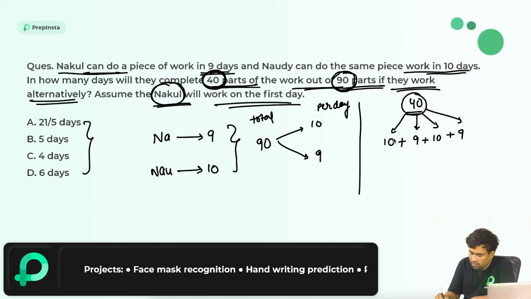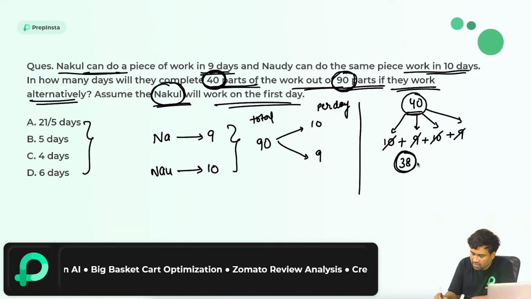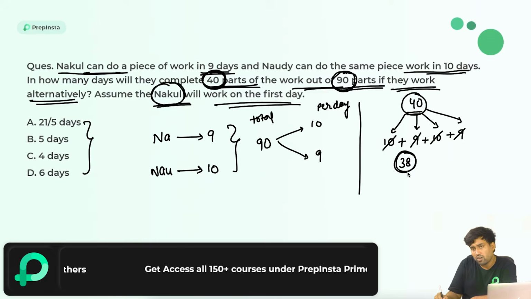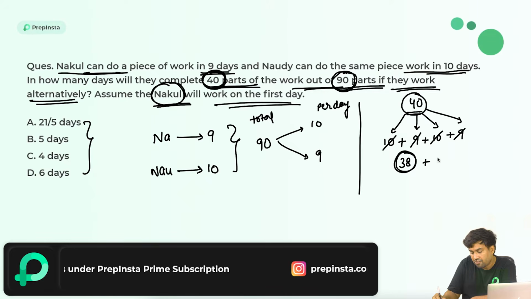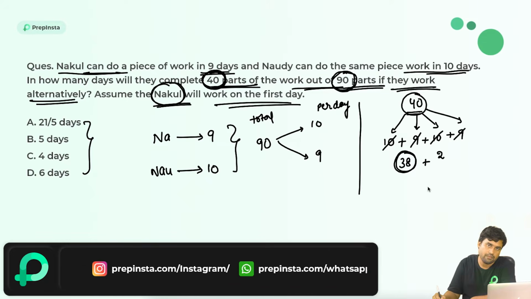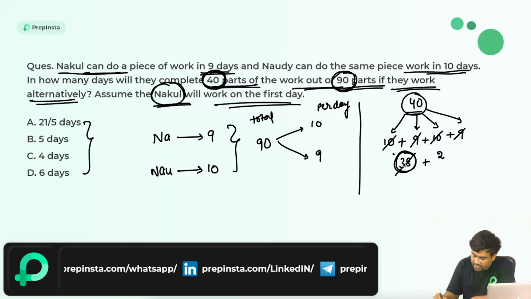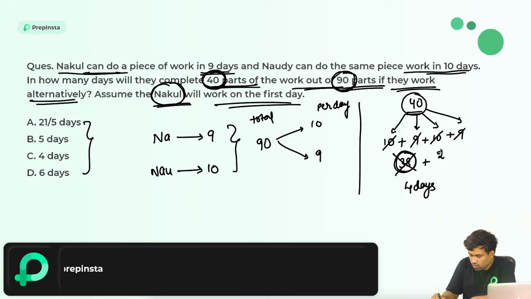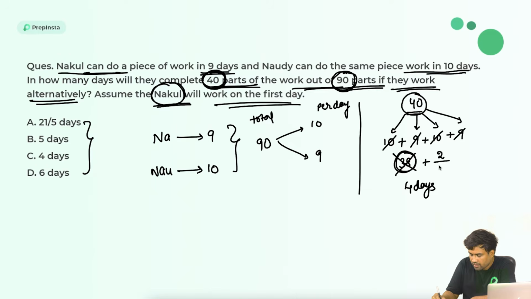So if you observe, 10 plus 10 is 20, 9 plus 9 is 18, so a total of 38 units of work is completed, right? So 38 units already got completed. How much do we have left? Can I say 2 units? So these 38 units were done in 4 days, and these 2 units will be completed by Nakul on the 5th day.